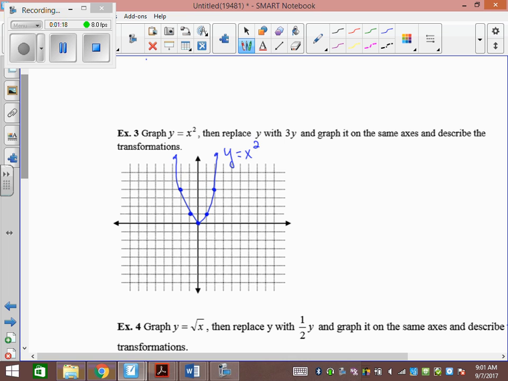So for this one, it says, then replace y with 3y. So we're using replacement notation. So I'm going to y, I'm hucking it behind my head, and I'm replacing it with 3y. So my equation is y equals x squared. I'm taking this y, I'm getting rid of it, and I'm going to replace it with 3y.